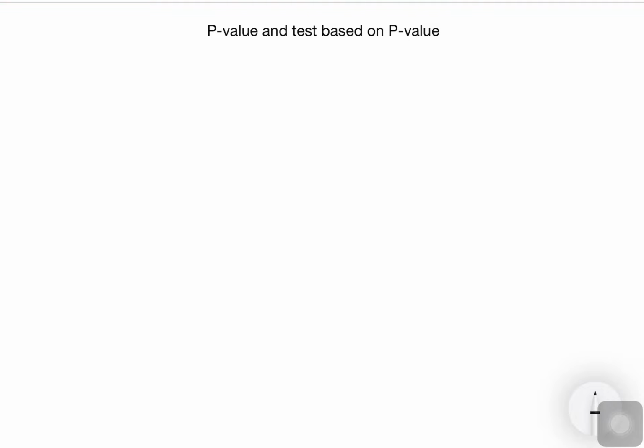In this lecture, we are going to talk about the p-value and the test based on this p-value. So we have already seen that we have estimated the parameter of the population based on the statistic S of the sample. The main parameters which we have found are the population mean and the population proportion, or the difference in two populations, or the difference in proportion of the two populations.